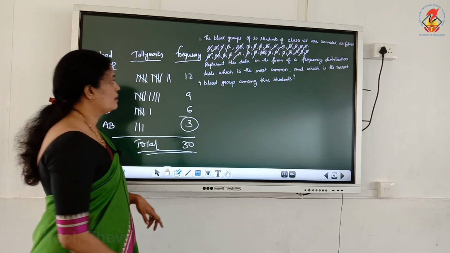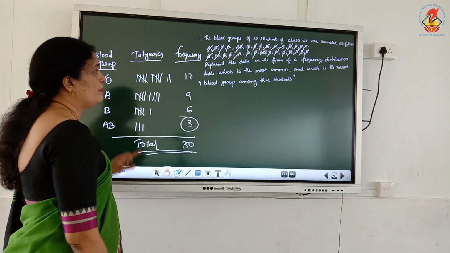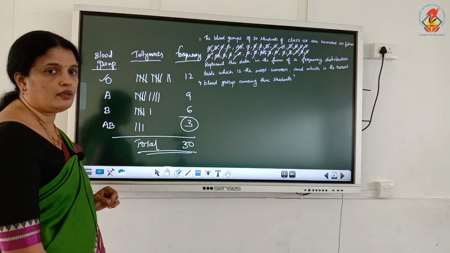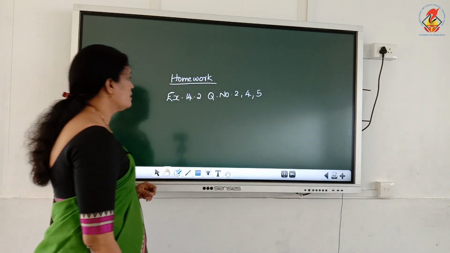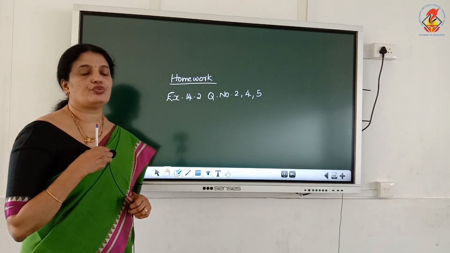Okay, then the answer. Which is the most common? O is the most common group. What is the rarest blood group? AB is the rarest blood group. Homework: exercise 14.2, question numbers 2, 4, 5.